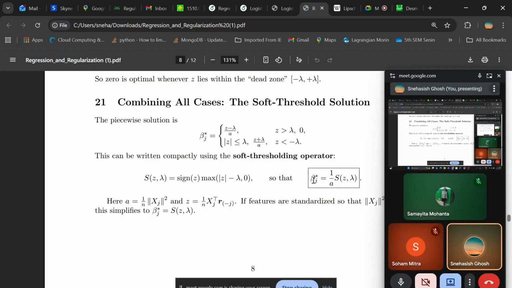So we got the values of beta j star, which basically means that we got the optimal values of a particular parameter.